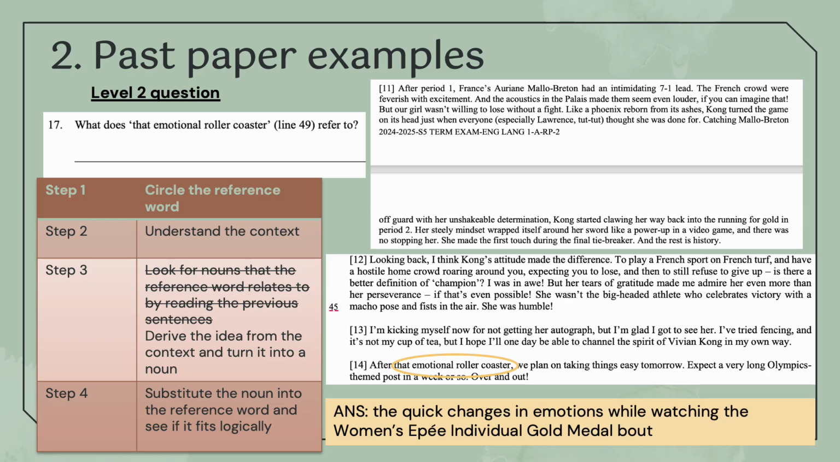Look at the text before line 49. It describes a fencing match with tense moments, a comeback, and emotional highs and lows. The writer felt excitement, tension, and also admiration. So, the emotional roller coaster isn't just one thing, it's the whole experience of watching the match with its ups and downs. After summarizing the whole context, here comes the answer. The quick changes in emotions while watching the women's epic individual gold medal bout.